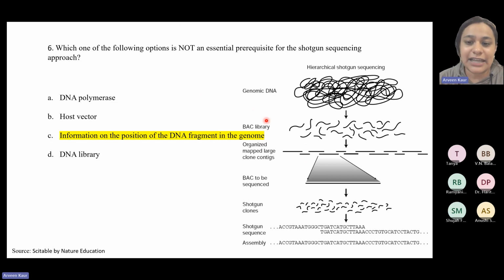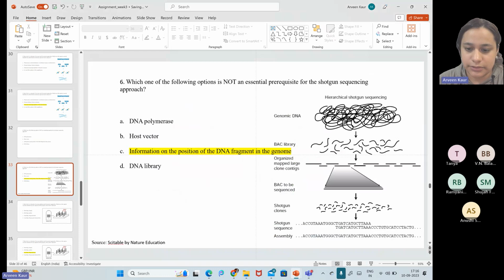After that, we create a library, and a bacterial artificial chromosome library is created. So this is basically where the host vector comes in, right? After this library is created, why is it first of all created? Because we might not have the knowledge of the individual segments of genes. So we want every segment to be incorporated in one of the BAC libraries.